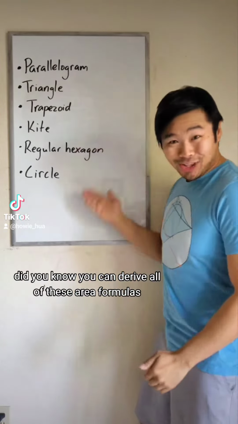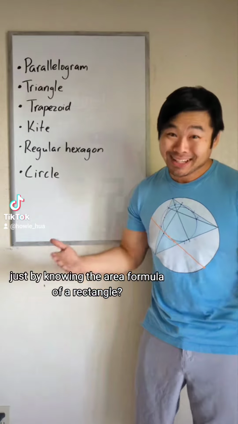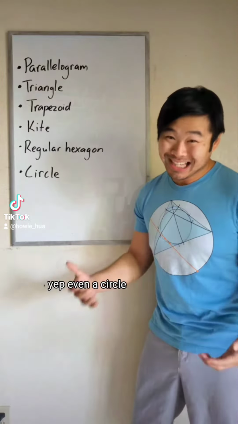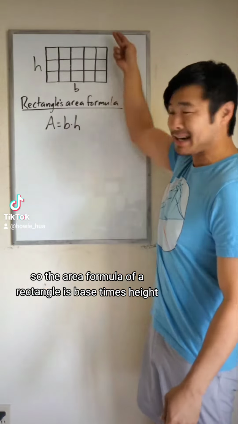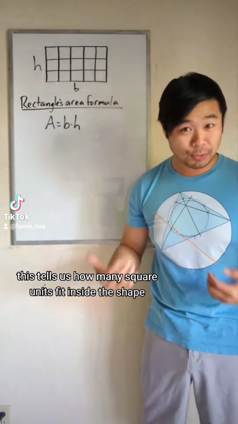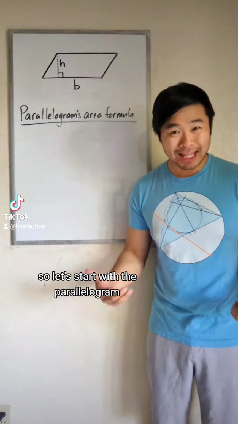Did you know you can derive all of these area formulas just by knowing the area formula of a rectangle? Yep, even a circle. Let's see how. So the area formula of a rectangle is base times height. This tells us how many square units fit inside this shape. So let's start with the parallelogram.